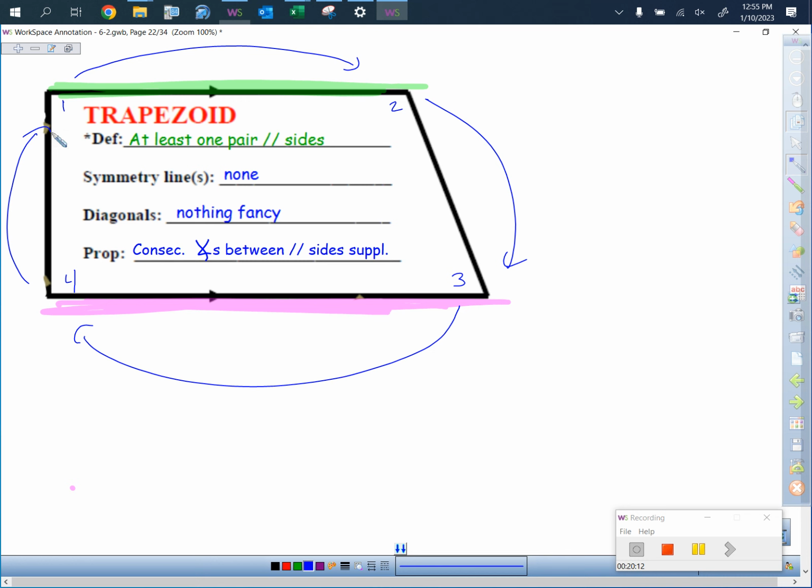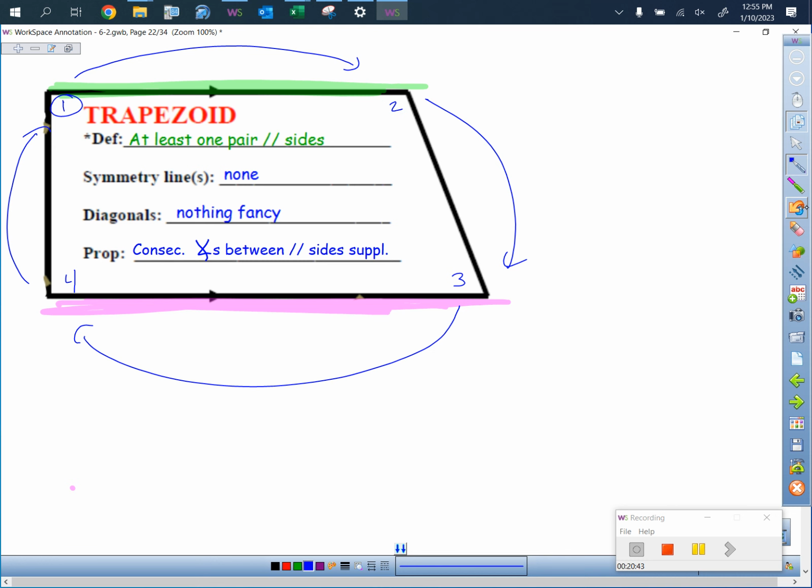But it's this between parallel sides that confuses people. Not only do you have to be consecutive angles, you have to be between parallel sides. So what do you think? Gut feeling, angle 1 and angle 2. Even though they are consecutive angles, are they between the pink side and the green side, or are they on the same side? Aren't they both touching that green parallel side? Are you with me on that? Those are not between parallel sides.